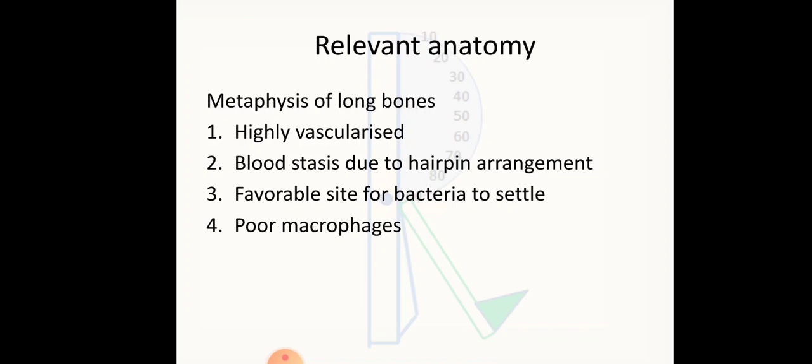Third one, blood stasis is a favorable site for the microorganism to grow, that is, for bacteria to settle. Fourth one, metaphysis has poor macrophages. Thus, all these four points are very important for a microorganism to settle, to grow, to reproduce and form an osteomyelitic infection. Thus, osteomyelitis mainly infects the metaphysis of the long bone.